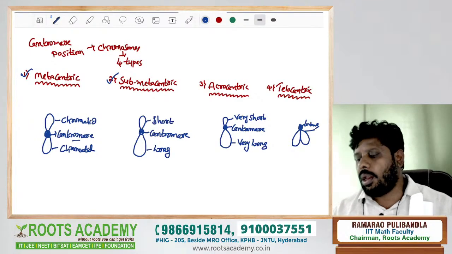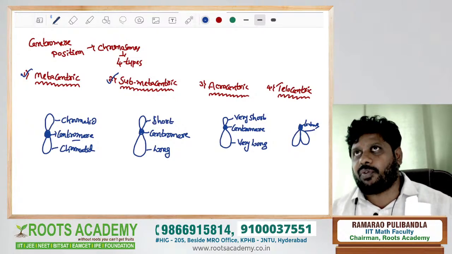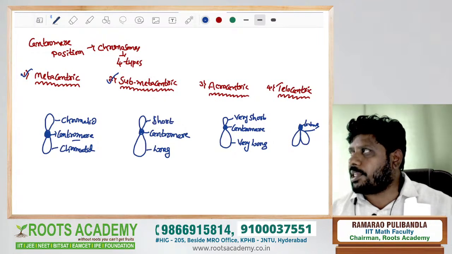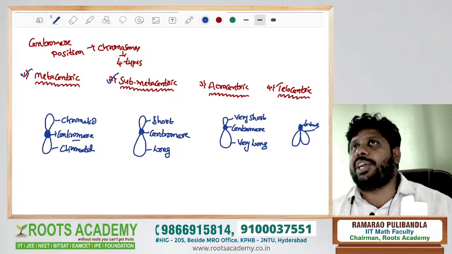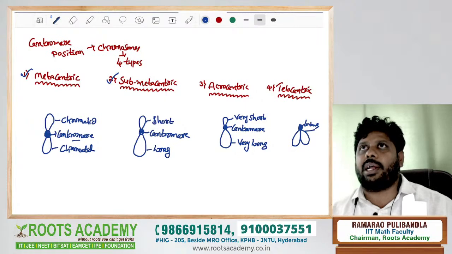Clear? What is metacentric? Centromere present in the center of the chromosome. What is submetacentric? Centromere present just above the center. Acrocentric, centromere near to the end. Telocentric, centromere completely at the end.